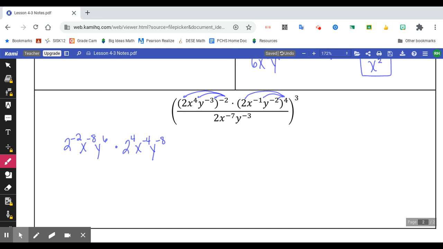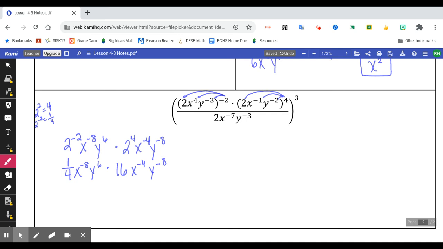Okay, let's go ahead and solve those. So remember, if I was thinking in my head 2 squared, 2 to the negative 2, that would be 4. So 2 to the negative 2 is a reciprocal, so 1/4. So this is 1/4 x to the negative 8, y to the sixth. 2 to the fourth would be 16, x to the negative fourth, y to the negative eighth.